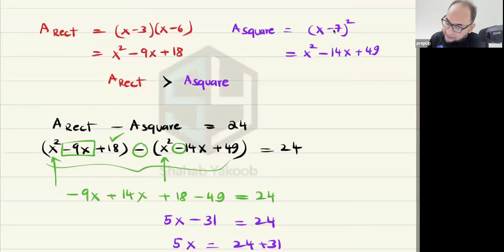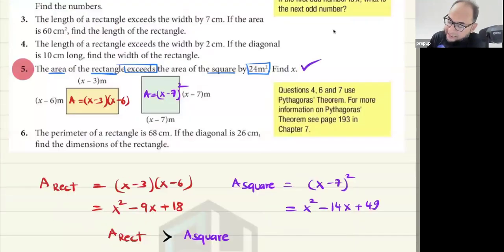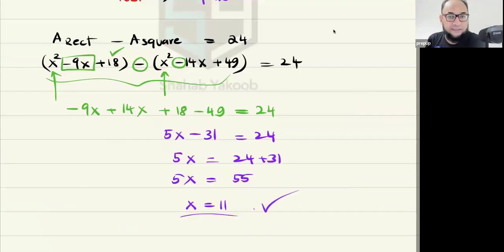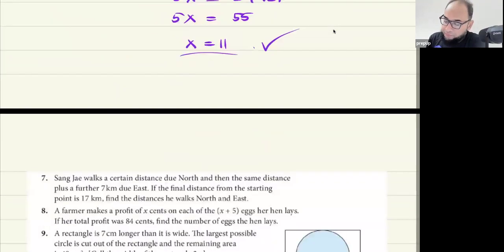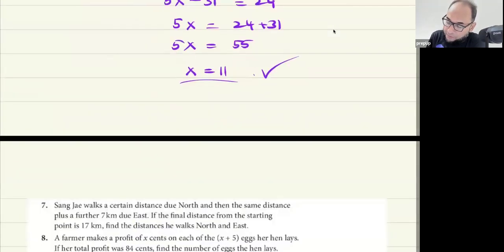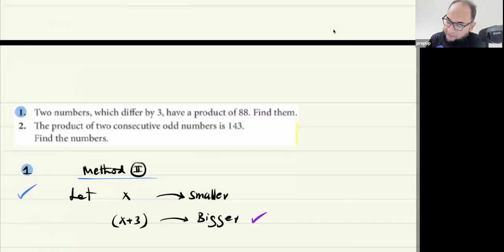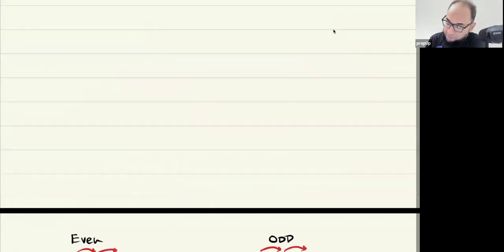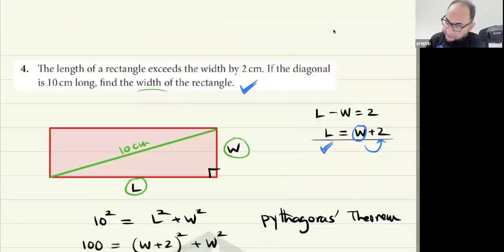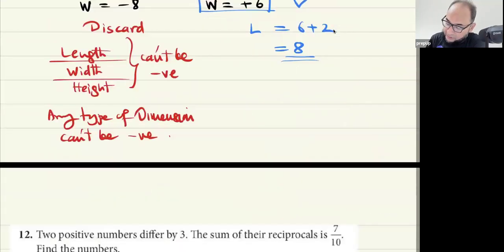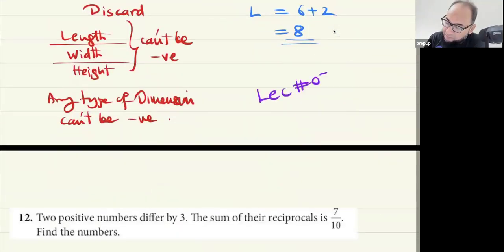And what are they asking? They are asking us to find x, and we found the value of x. So now let's just stop our lecture number 7 at this stage. So I think we can stop over here. Lecture number 7, algebra, that is quadratics and word problem, part 1, we are stopping over here.